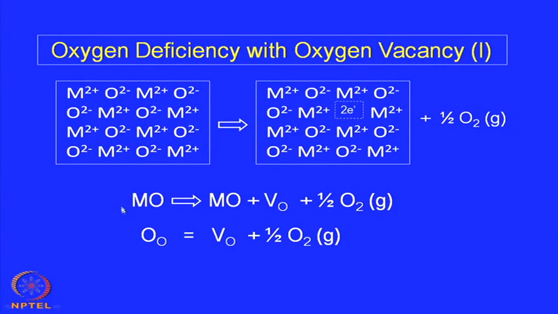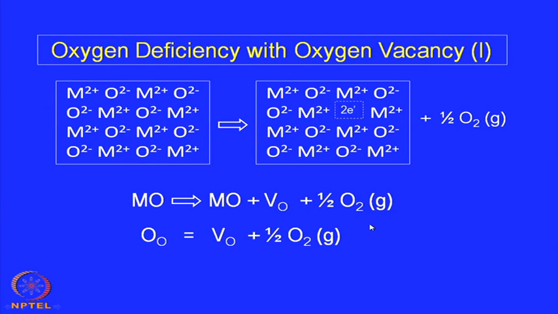Here you can see this is MO, and then MO gives an oxygen vacancy plus half O2(g). This is quite simple; that is the reaction, but this is not a mass balance. This is just showing what is happening. A perfect MO lattice is still there, but together with some defects, an oxygen vacancy, and releasing half oxygen.